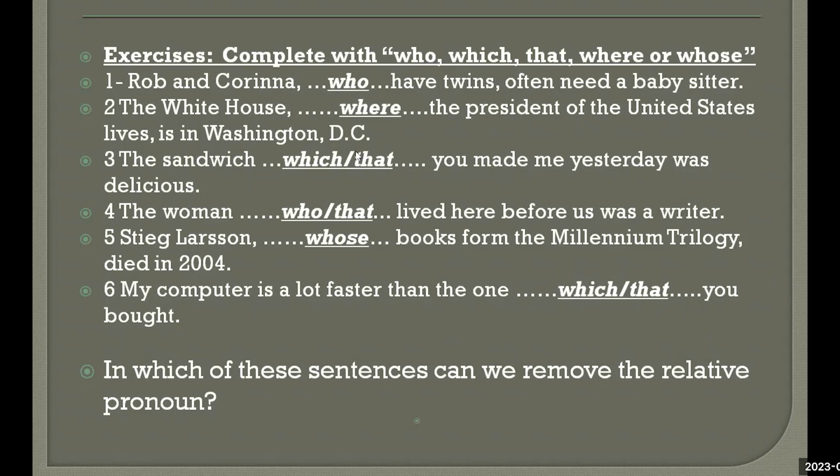Now, you may say, perhaps we can do this here because there is a subject. No, we said that you can never remove the relative pronoun from a non-defining relative clause. This is non-defining, so you can never remove the relative pronoun. Okay. And the same goes here in number 5.